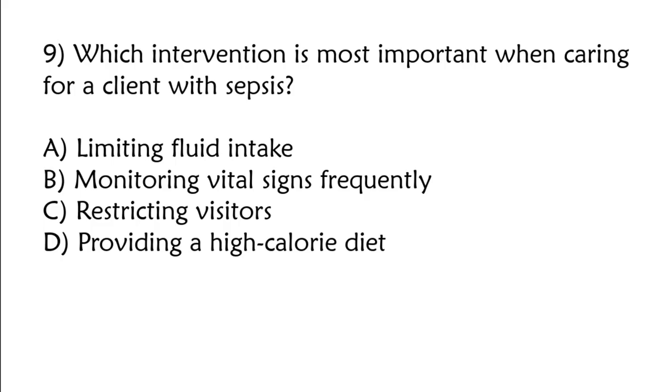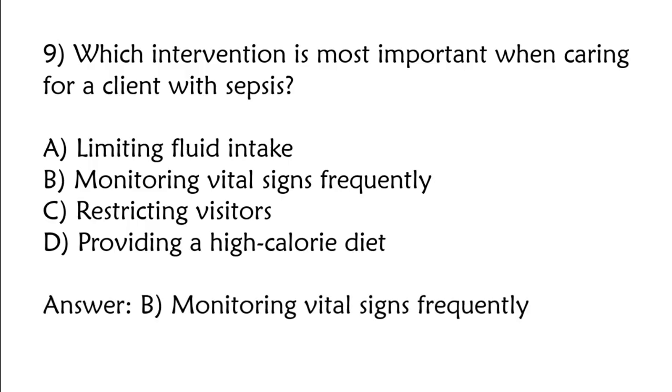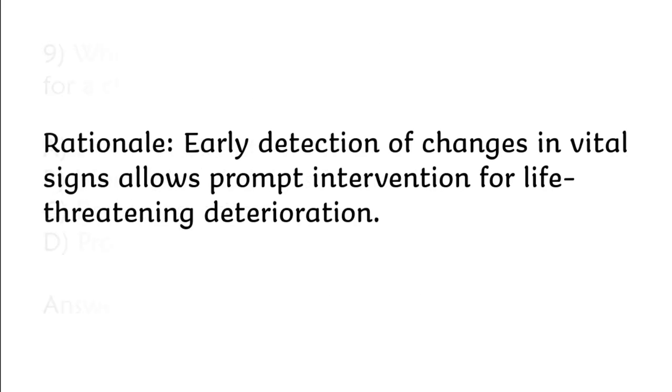Which intervention is most important when caring for a client with sepsis? Correct answer is B. Monitoring vital signs frequently. Rationale: early detection of changes in vital signs allows prompt intervention for life-threatening deterioration.